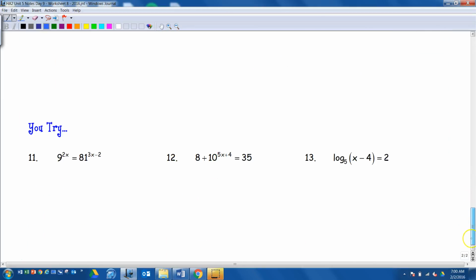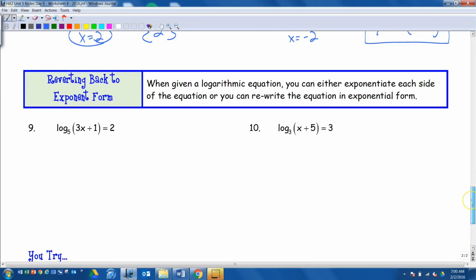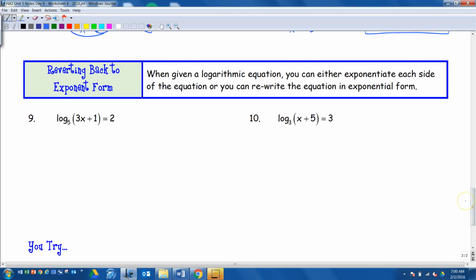Now, the last thing we're going to do is rewriting back to exponent, or reverting back to exponent form. So if you have a log equal to a number, just rewrite it in exponential form to help you out. And then sometimes you'll have to use logs. But let's see what we have. So remember from the first day of logs, to rewrite it, this is the base, that's the exponent, and then it's going to be equal to that.